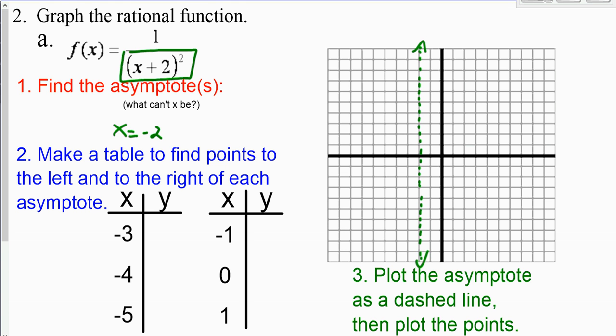So as I plug these in at negative 3, well, when I do 1 over negative 3 plus 2, squared, I get negative 1 squared. Negative 1 squared is 1.